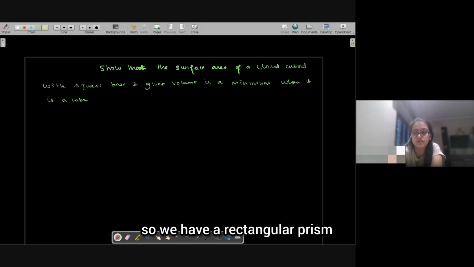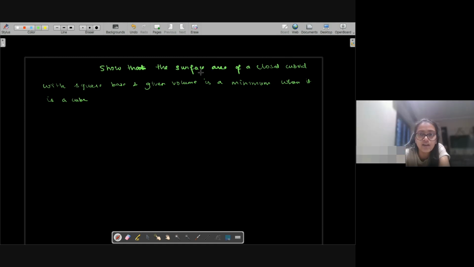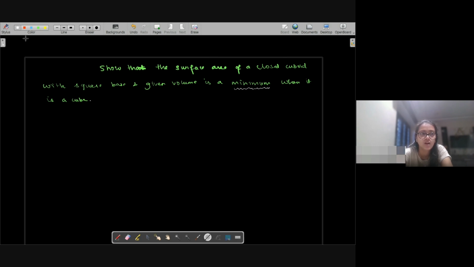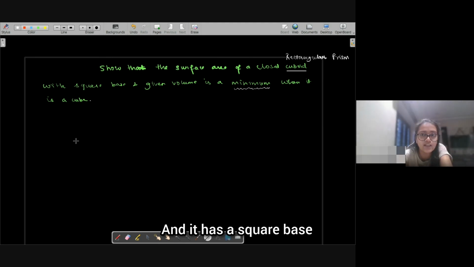So we have a rectangular prism, and we have to show that its surface area will be minimum when it is a cube. So this is a question of optimization. If it helps, you can draw a rectangular prism. Remember that a cuboid means a rectangular prism, and it has a square base. So its base is a square.